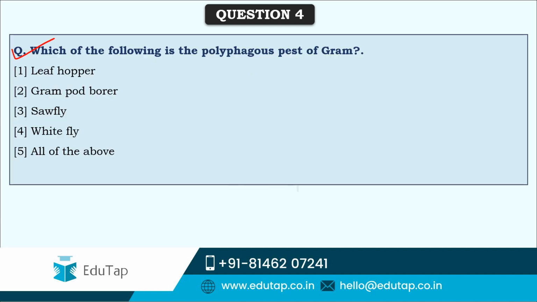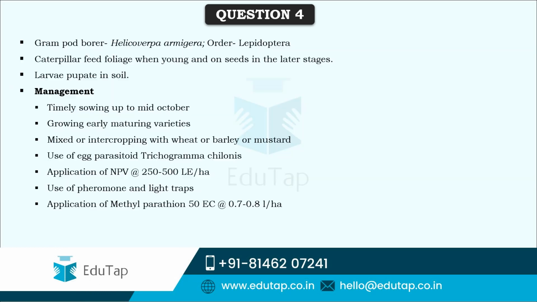Which of the following is a polyphagous pest of gram? Polyphagous means it feeds on anything, all the parts of that gram. Leaves, shoot, the seeds, everything. And here the correct answer is gram pod borer, that is the polyphagous pest of gram that can feed on any of these stages. As you can see here, the caterpillar feeds on foliage when young and on seeds in the later stages. Gram pod borer's scientific name is Helicoverpa armigera and it belongs to the order Lepidoptera.